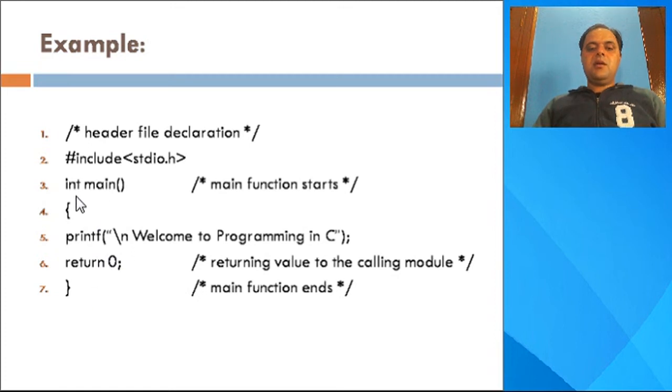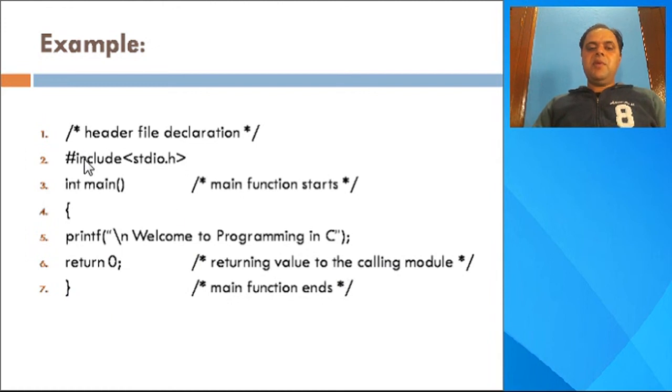We have written int main. It means it will return an int value. But this program will only display welcome to programming in C, so it will not return anything. So we have returned 0 here. This is the value returned to the calling module, and this is where the main function ends.